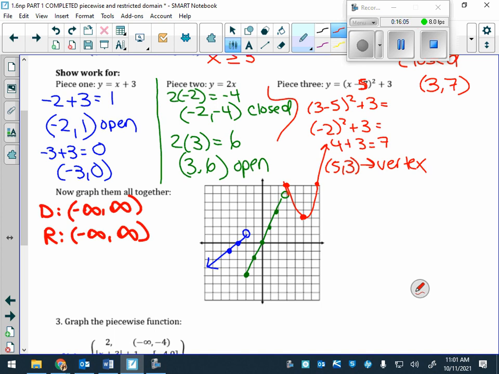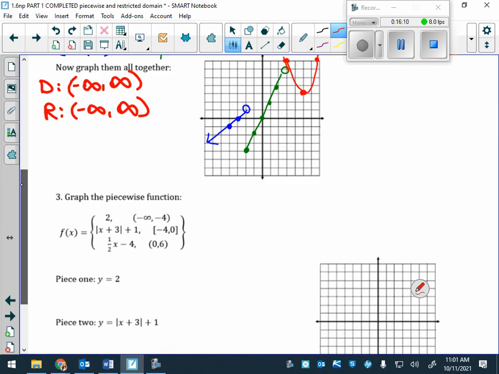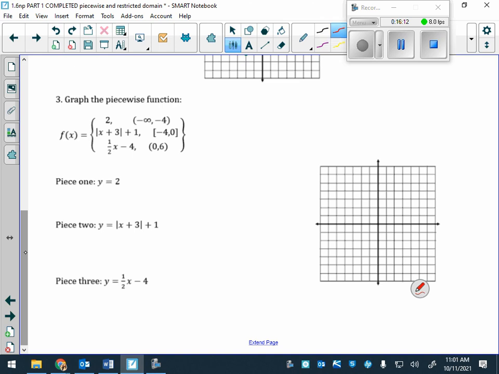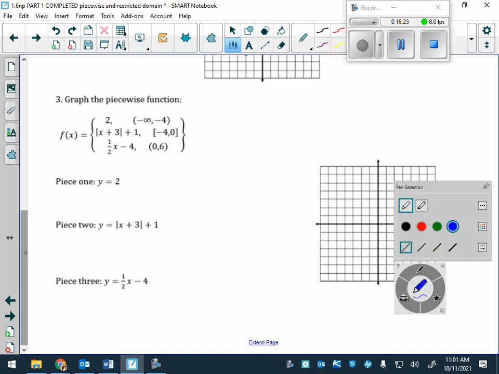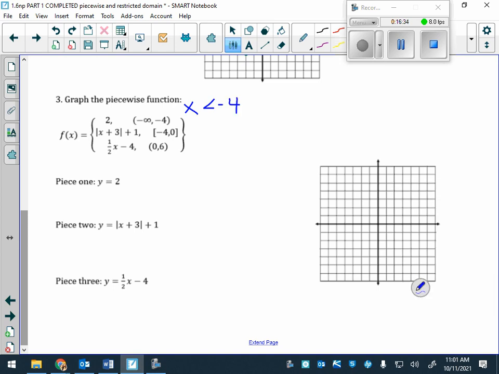All right? Let's try number 3 together. Okay? At the bottom here. Okay. And again, do you have to do all these pieces spaced out like this? No. Okay, it's just understanding the concept. So that first one, f of x equals 2, when negative infinity to negative 4, so x is less than negative 4. What type of graph would that be, Brian?